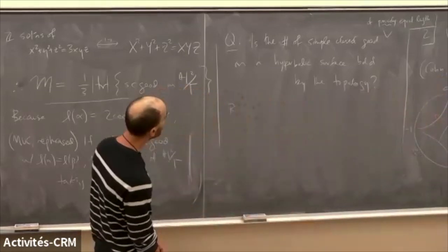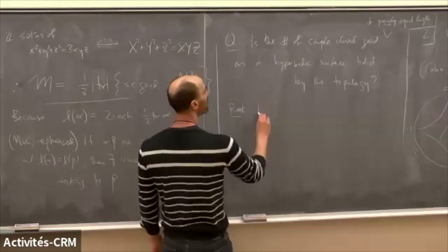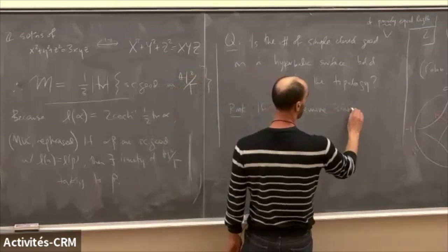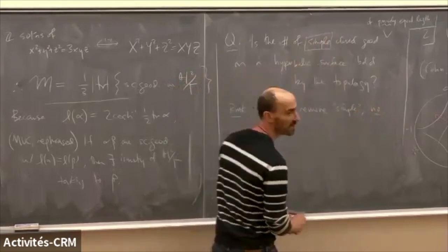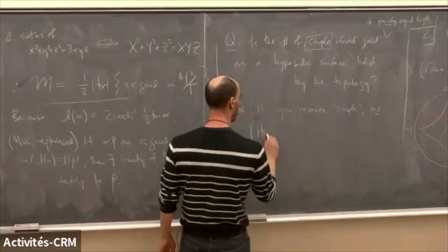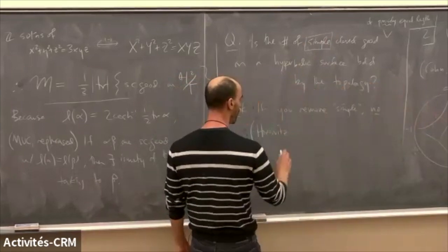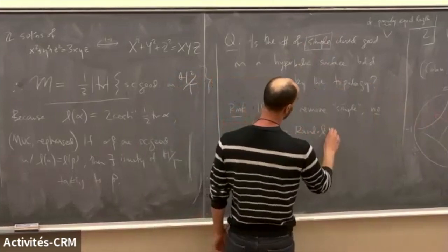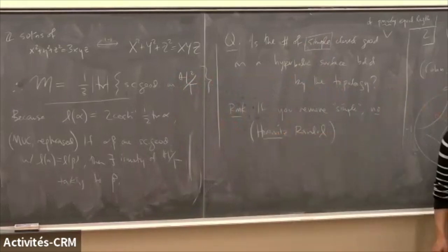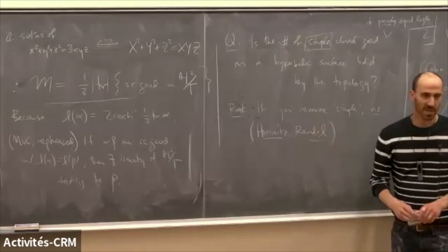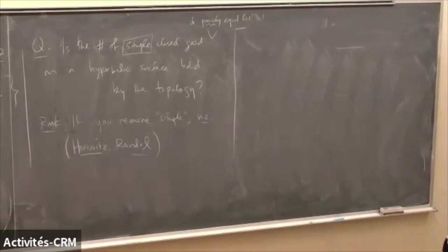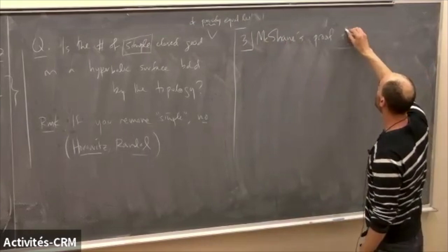A remark to make is if you remove simple, the answer is no. So it's definitely a question about simple geodesics on hyperbolic surfaces. This is something noticed by Horowitz. And then really this is a statement about representations into SL2 that Horowitz noticed, and then Randall noticed that tells you something about lengths of curves. So I think I'm ready to talk about McShane's proof of Aigner's conjectures.